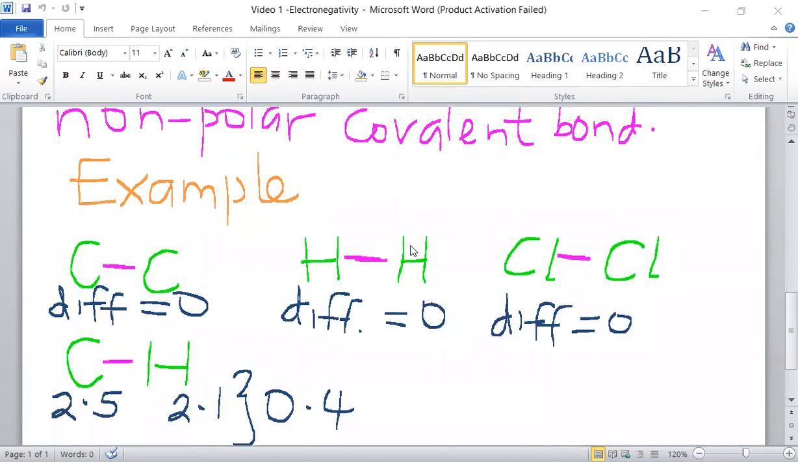So electronegativity difference is very important in determining the nature of bonds. For a bond to be considered non-polar, the electronegativity difference between the two covalently bonded atoms should be less than or equal to 0.4. Otherwise, the bond is polar. So we are going to continue in our next video with this concept of electronegativity.